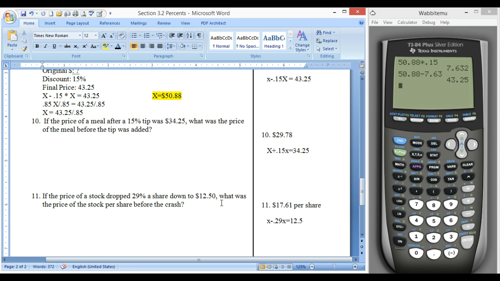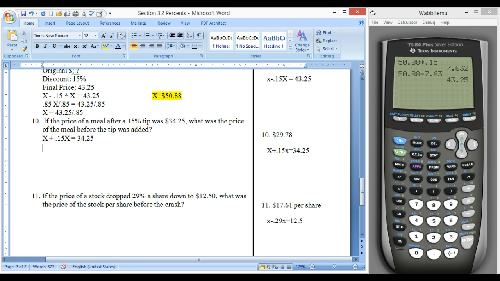If the price of a meal after a 15% tip was $34.25, what was the price of the meal before the tip was added? So very similar to the tax problem, we're going to be adding this on. So instead of writing it all out like we did in this one, let's move to the next step of just writing out what we know. 15% was added or was taken of something and then added to the original price. But we don't know what the price was. So it's just going to be X, the original price of the meal, plus 15% of that original price equals $34.25.